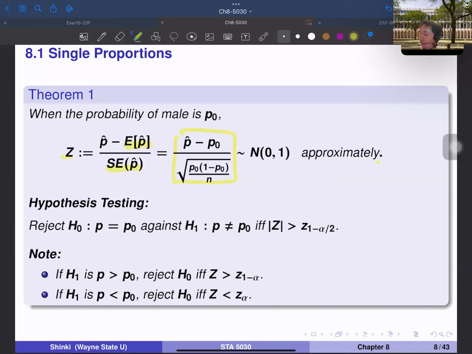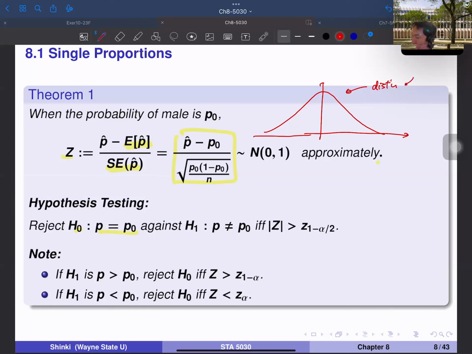Yeah, so we can reject the null hypothesis if this z falls in the extreme range. Under the null hypothesis that the probability of male is p0, we have this distribution of z, the density of z. If our statistic falls in the extreme range of this distribution, then we reject the null hypothesis.